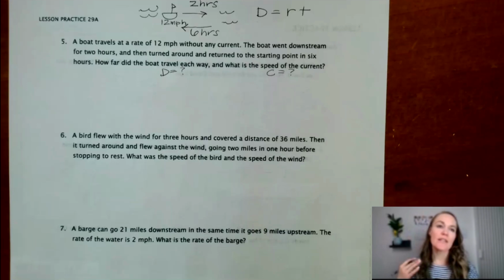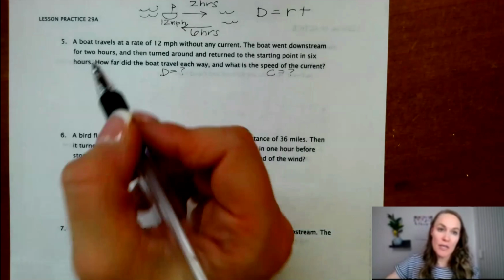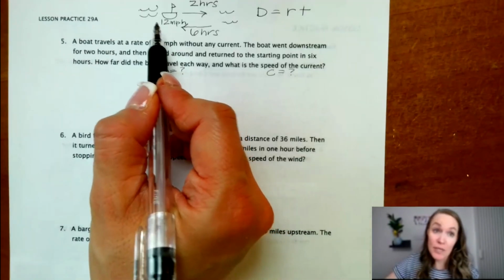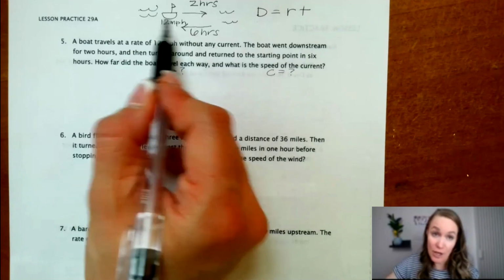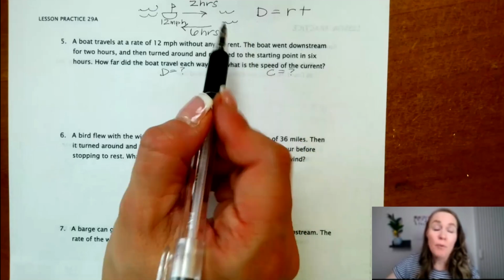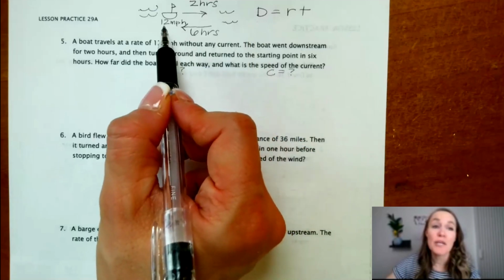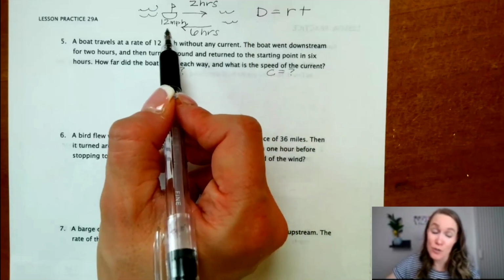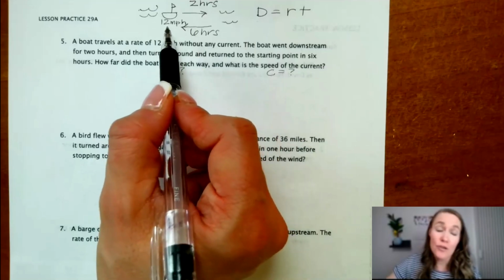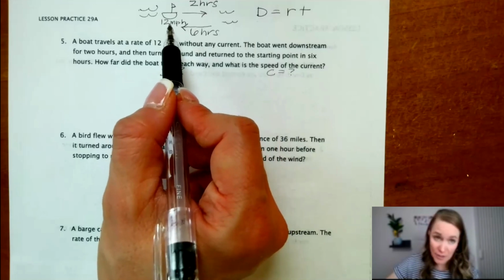So the rate that the boat is traveling is going to be 12 miles per hour plus the current, because when we're going with the current, it helps us a bit. So we're actually going faster than 12 miles per hour. But when we come back, it's going to be 12 miles an hour minus the current. So the current is going to have to be less than 12 miles per hour.